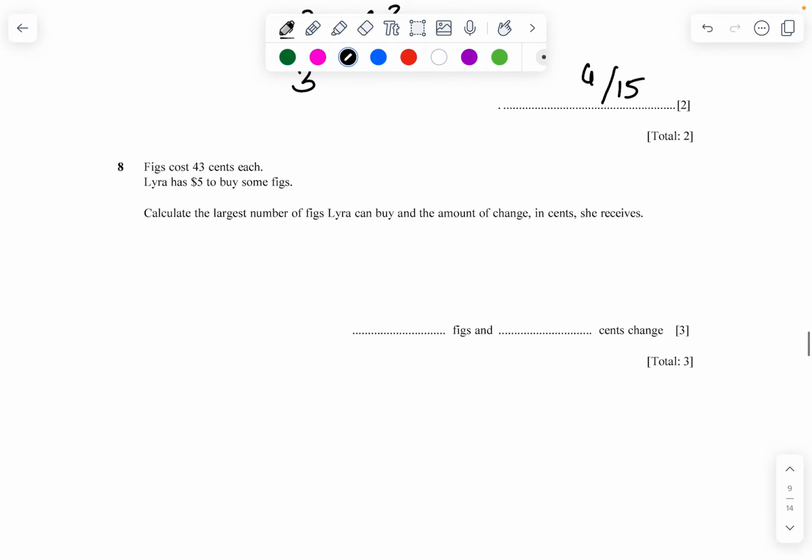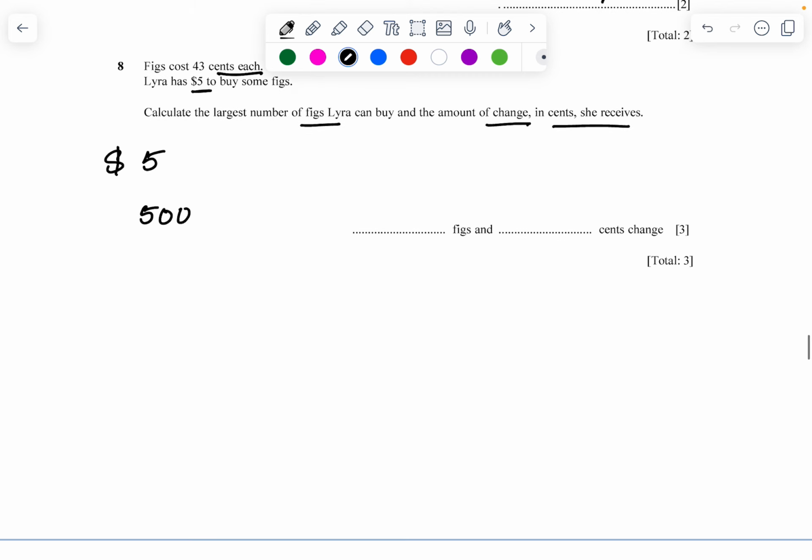Next, fixes cost 43 cents each. Lira has $5. $5 means 500 cents. Calculate the largest number of fixes Lira can buy and the amount of change in cents she receives. So 43 times 10 is 430. 43 times 11 is 473. 43 times 12, add another 43 to that, it becomes 516.